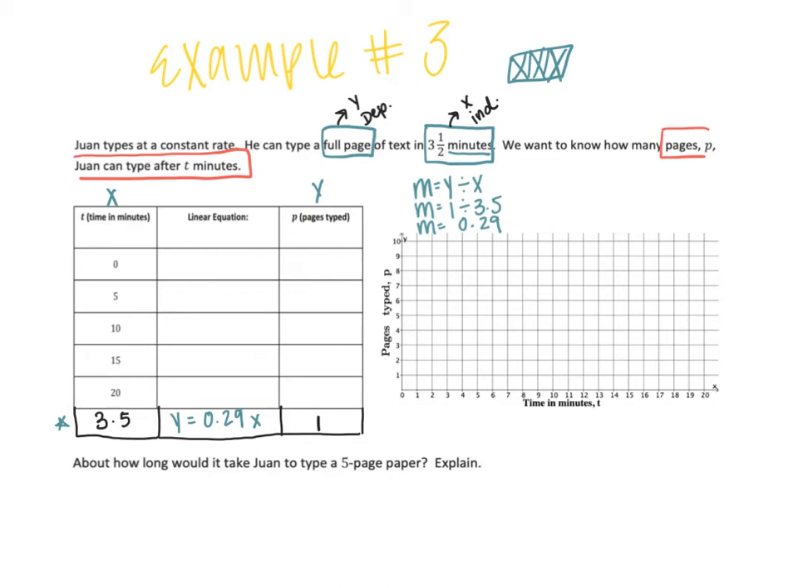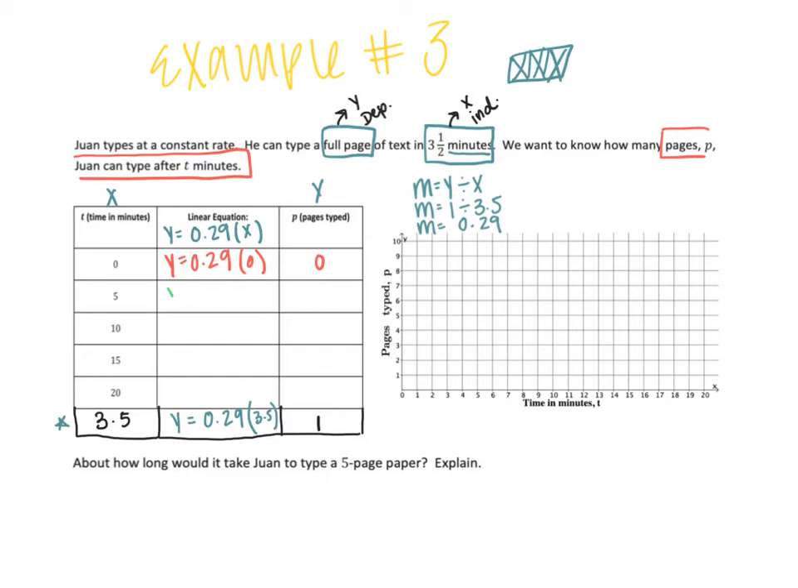And for this bottom one, what did I do? 0.29 times? Oh, times 3.5, because that was my x. I'm going to write this linear equation at the top so I know what to follow this whole time. All right, so starting with my first row, I'm going to do y equals 0.29 times, what's my x? 0. What's anything times 0? 0. So in 0 minutes, he types 0 pages.